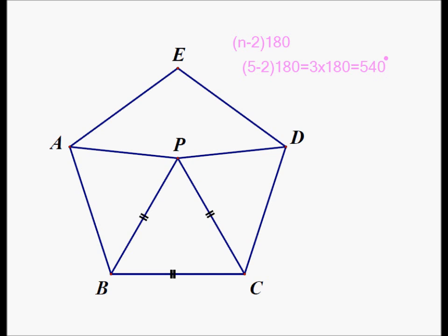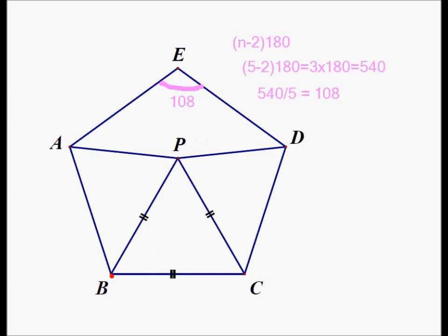Now, I am interested in each of the 5 angles, and each angle will be 540 divided by 5. It's a regular pentagon, all angles are the same, so this is going to be 108. I'm going to label this 108. This angle is 108. I also know one more thing.